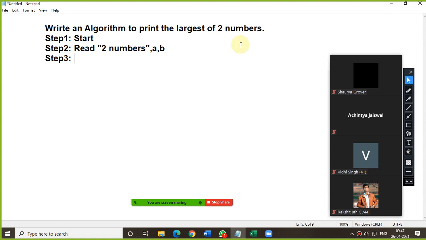Okay? Now we will write: if A is greater than B, then print A is big. Else print B is big. That would be step 4. Beta, I told you there are so many variations. This is also correct. I have written it in different steps. No problem.